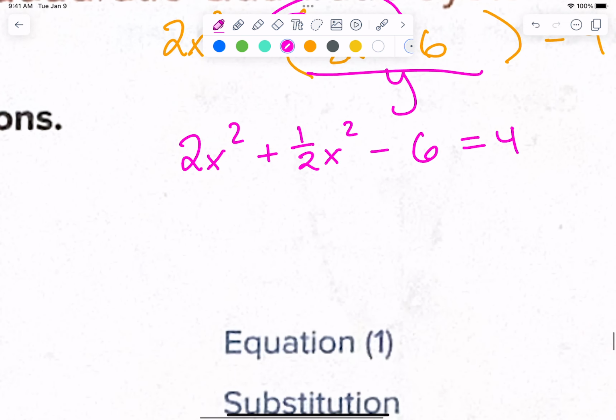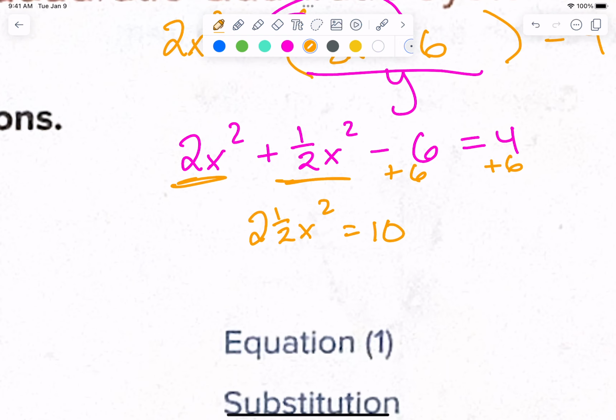That's a complex trinomial. Okay, no, it's not. Not yet. This is an x squared, and this is an x squared. They're both x squareds, so just put them together. So it's 2x squared plus 1/2 x squared, 2.5 x squared. Now let's add the 6 over. 2.5 x squared equals 10. Now what do I do?